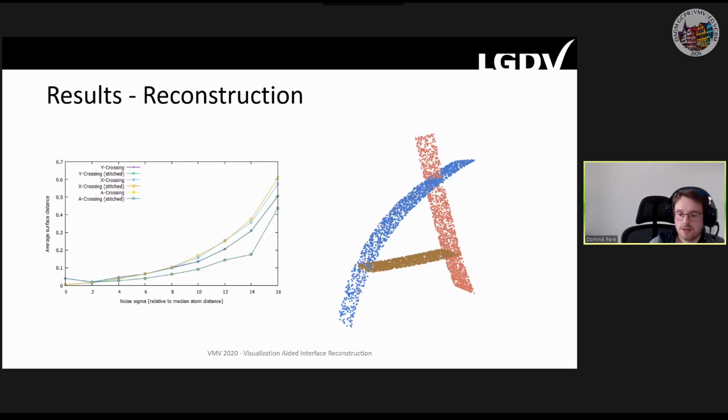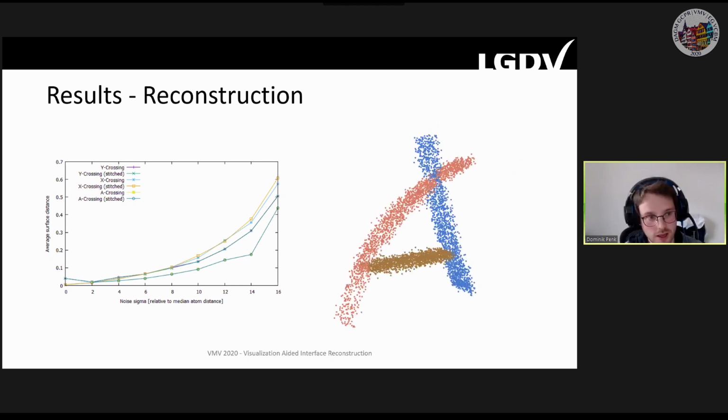And the second noise we added was normally distributed noise around the normal of our surface. So on the right-hand side, you see a perfect sample, and then with some added noise here. And as expected, the result is influenced roughly quadratically by this type of noise. Yeah, and this was expected.